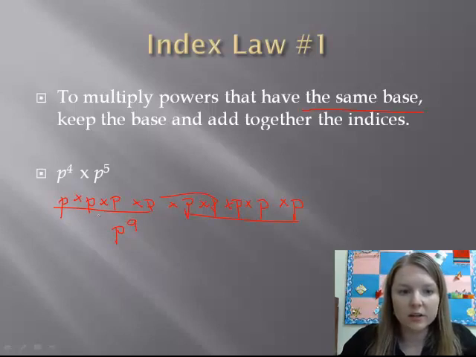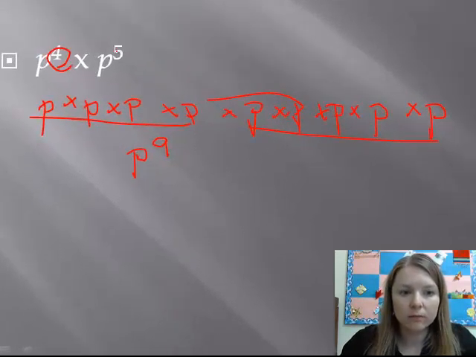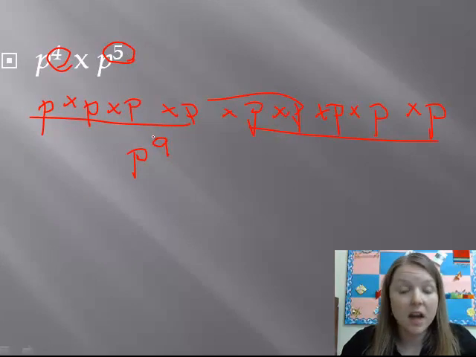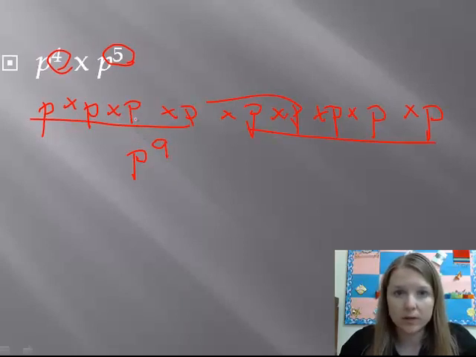You don't necessarily have to write out all of those p's. That was more as a proof to show you why this actually works the way it does. So you can just add together the 4 with the 5 to get p to the power of 9. Nothing changes about the base. The base absolutely fundamentally stays the same. You only change the exponent.